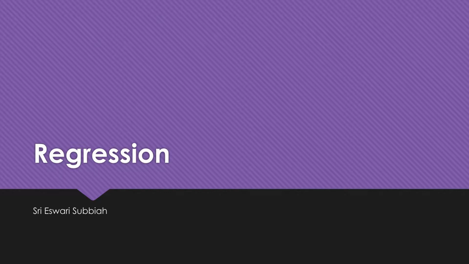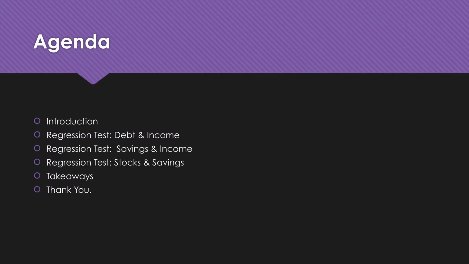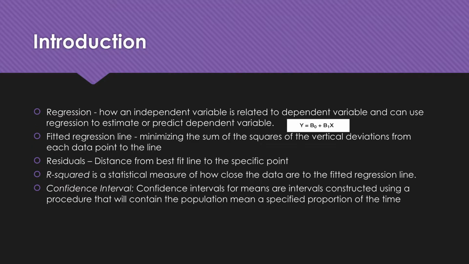In the earlier chapters, we discussed correlation and chi-square, and the next step is regression. The agenda for today is an introduction, then three different use cases of regression, and finally the takeaway, and then any Q&As. Okay, so what is regression?